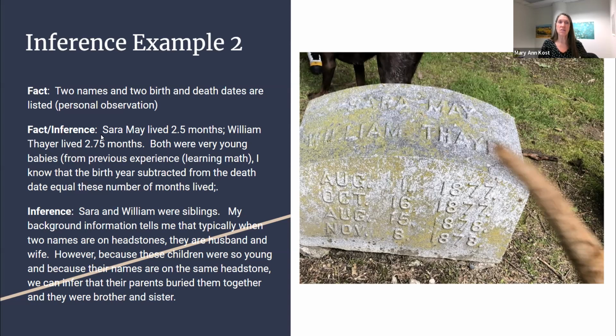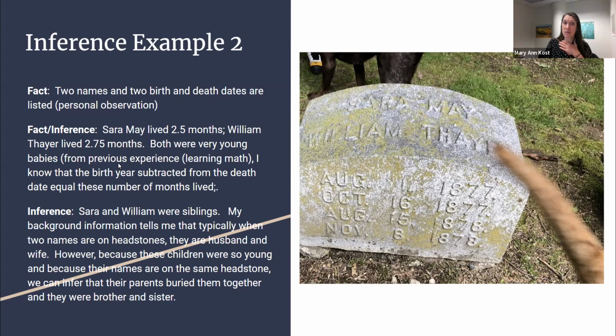Another fact is that Sarah May, or inference, because we're taking two things and coming to a conclusion. We're calculating in our head. Sarah May lived 2.5 months and William Thayer lived 2.75 months. And so, you know, they were both very young children, very young babies.